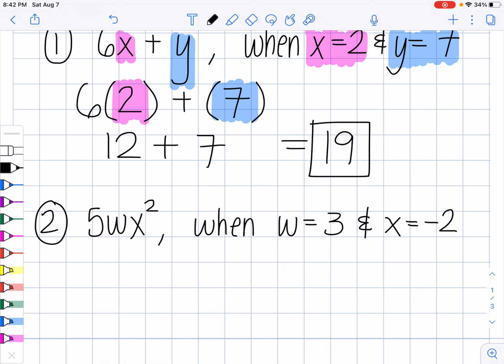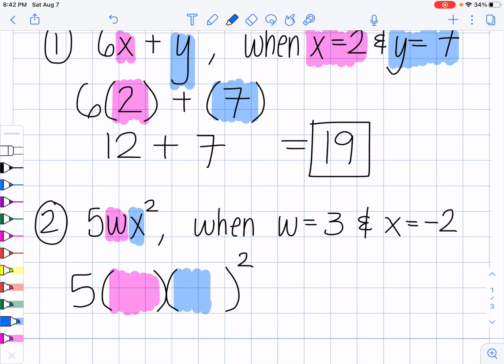Okay, next. All right, so I have 5wx squared. So I'm going to set up my skeleton, and I'm going to color code it again. I'm going to go pink here, blue here. So here's my skeleton. I have 5, skeleton, skeleton squared. Here I have a pink, here I have a blue. What's going to go in my pink? Well, over here you can think of this as your code breaker. It's telling me what I need to do. So my pink over here is w, and here it tells me w equals 3. So that means wherever I have a w, which is this pink guy, I'm going to write a 3.